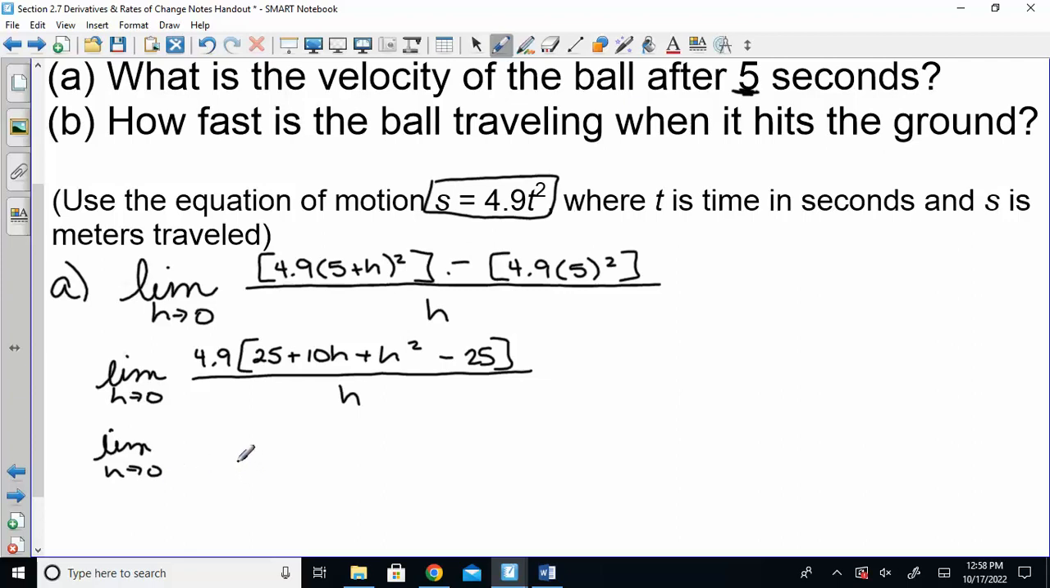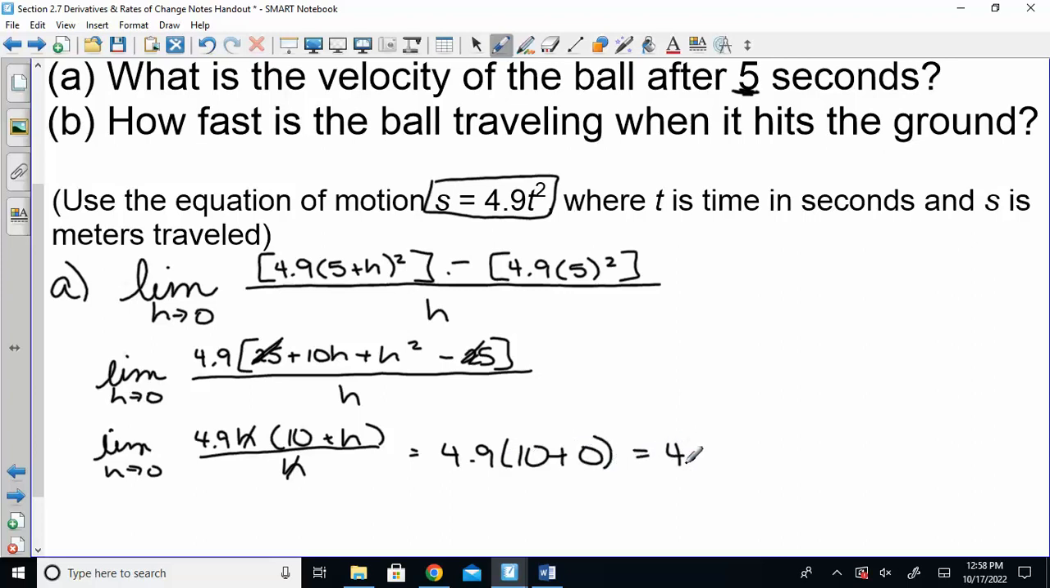All right, now what? Positive 25 and negative 25 cancel. So you can either distribute that 4.9 or factor out the h. So then I can cancel an h, and now I can plug in my 0. And we get 49. This was velocity, so it would be meters per second.